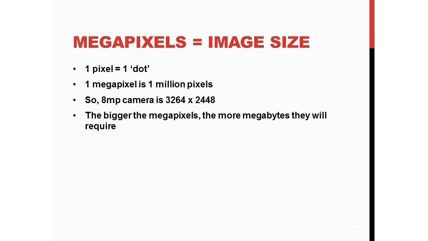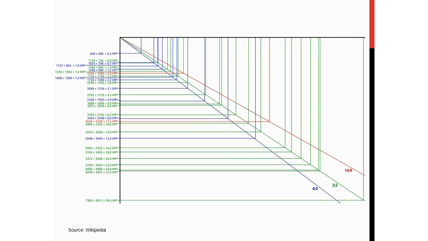Let's now take a look at megapixels, which relates to the size of the image that you're taking. So 1 pixel is 1 dot, and 1 megapixel is 1 million pixels. So an 8 megapixel camera is generally 3,264 pixels wide by 2,448 pixels high. Now, it stands to reason, obviously, therefore, the bigger the megapixels, the more megabytes that they will require on your device. This chart visualizes this quite well.